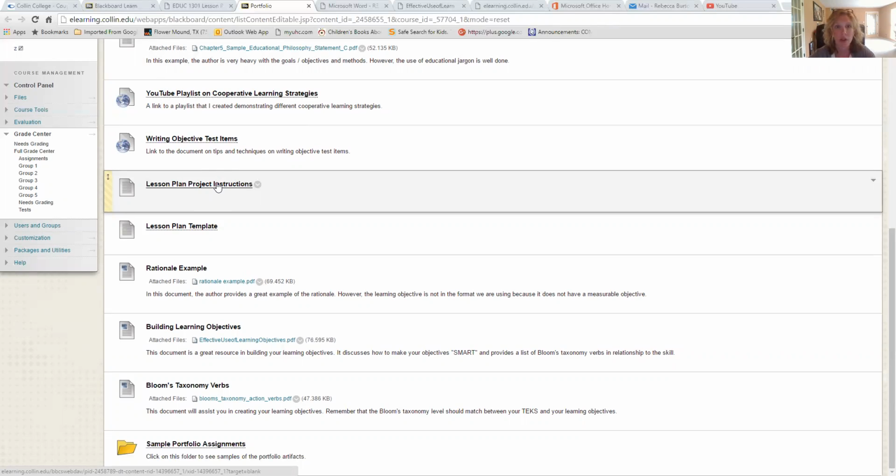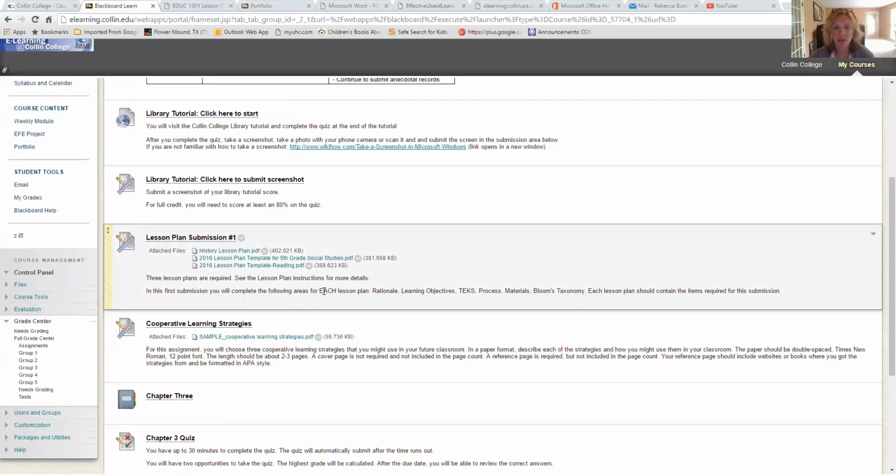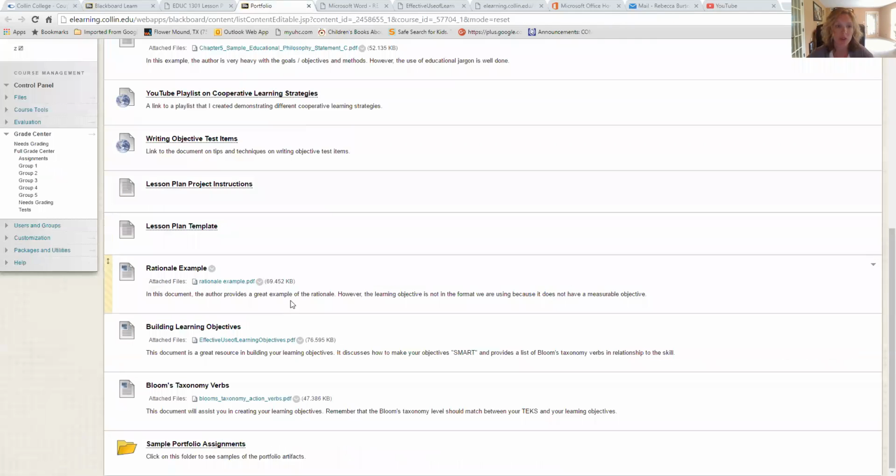Now to go over a few things, here inside the instructions are the things that you're going to be submitting for each lesson plan. You're going to have a rationale, learning objective, TEKS, the process, materials, and Bloom's taxonomy for each lesson. So for your reading, your math, and your third lesson, you're going to have all of those things. Not everything is going to be filled out, but those are the things that are going to be filled out. In that portfolio tab, I've provided some resources for you.